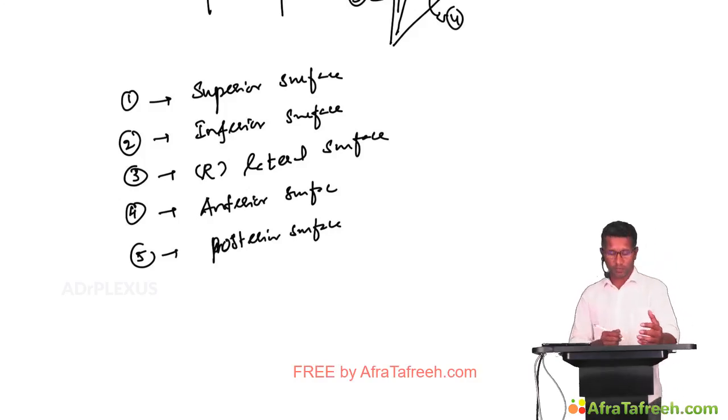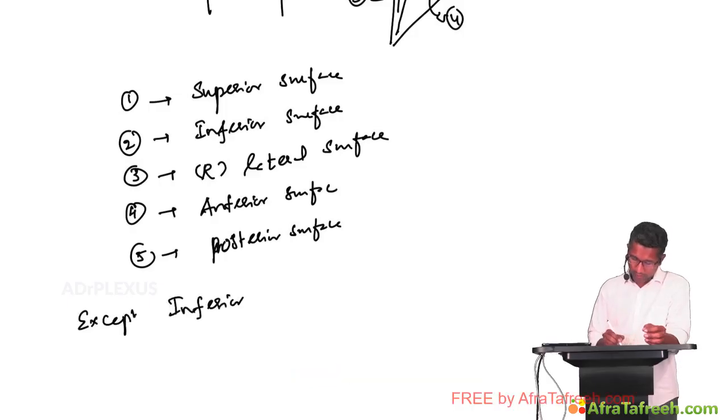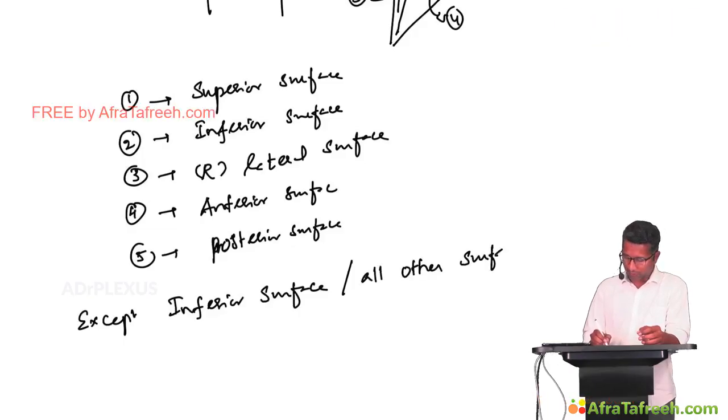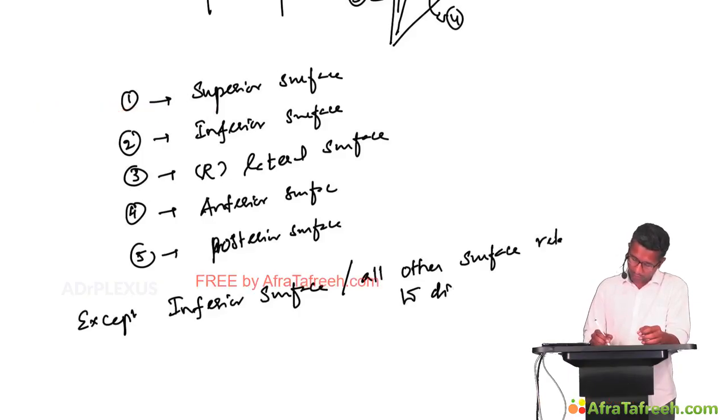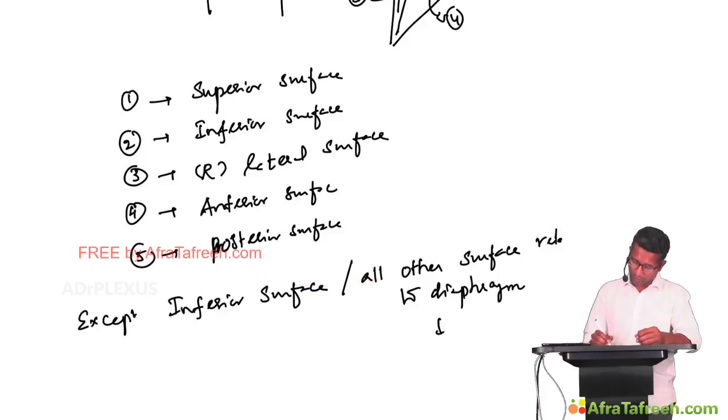If you take these 5 surfaces, except the inferior surface, all the other surfaces are related to the diaphragm. So that is why those surfaces are called diaphragmatic surfaces.